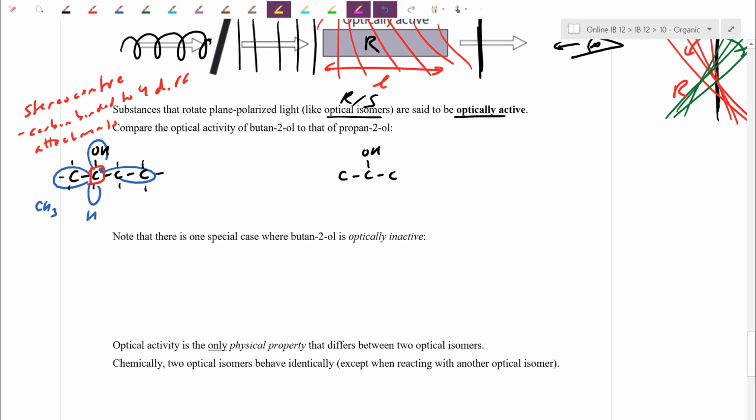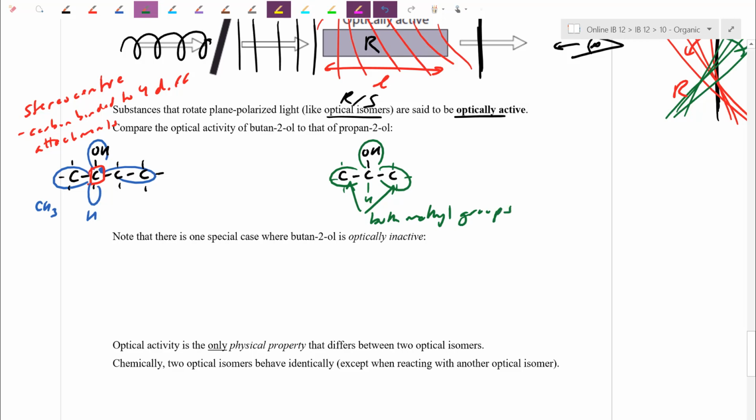But let's compare to propan-2-ol. Do I actually have any chiral carbons? Well, not the carbons on the ends. Both of these end up holding 3 hydrogens. What about this one in the middle? I'm holding a hydroxyl group. I'm holding a hydrogen. But I'm holding 2 similar groups here, because these are both methyl groups.